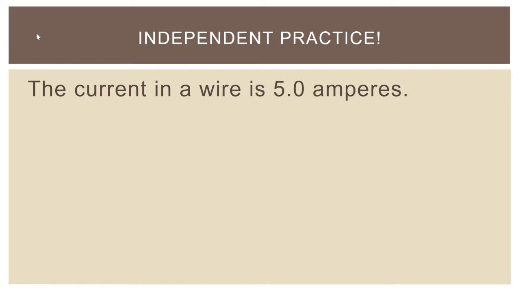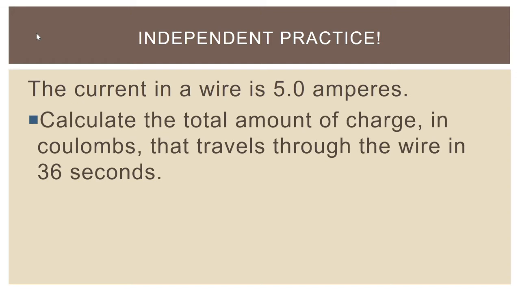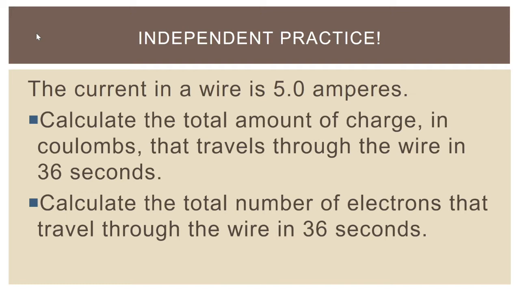If you remember from yesterday, the problem said the current in a wire is 5.0 amperes, and there were two parts to this problem. The first part was to calculate the total amount of charge in coulombs that travels through the wire in 36 seconds. And the second part was to calculate the total number of electrons that travel through the wire in 36 seconds. So let's take a look at how you'd solve this.